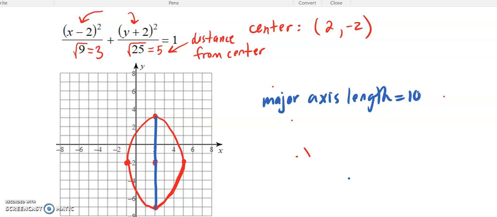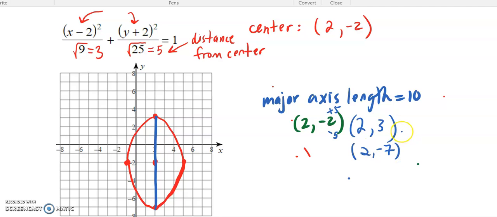And you can use that to find the vertices by starting at the center, which is 2, negative 2. And because you're going up and down, you're only going to affect the y value. So if it's going 5 up and 5 down, then you're going to add 5, and you're going to subtract 5 to get the new values, or the new vertices, which would be 2, add 5 to negative 2, and you get 3. And subtract 5 from negative 2, and you get negative 7. So those are your vertices.